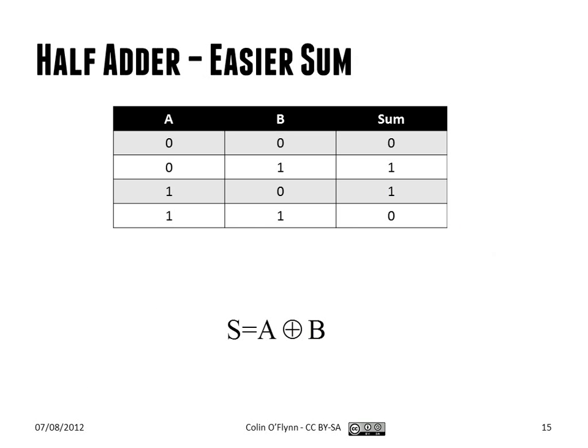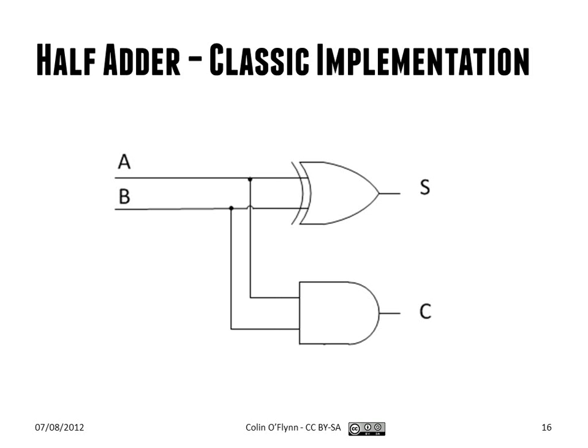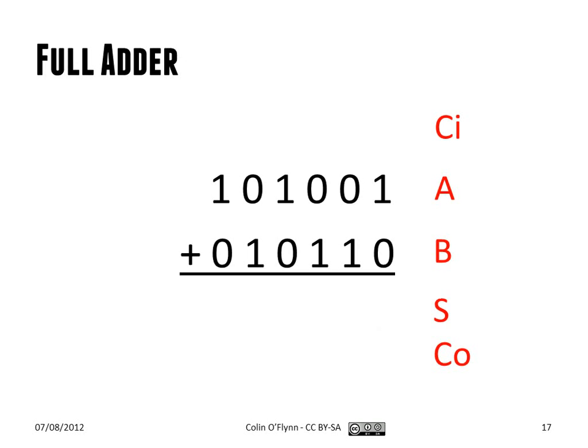Even easier, with the half adder, we can realize the sum is actually just an XOR gate, and we can represent it like this. So just an XOR gate and an AND gate.